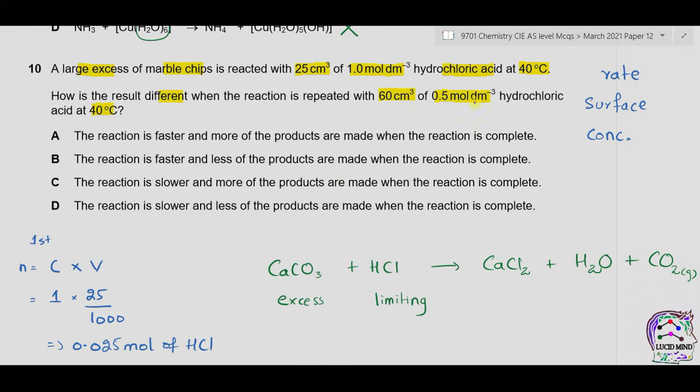Similarly, we can find the number of moles of HCl in the second one. By using the same formula, number of moles is equal to concentration, which is 0.5 mole per decimeter cube, into volume, which is 60. So converted into decimeter cube, we are going to divide by 1000. So number of moles comes equal to 0.03 moles.